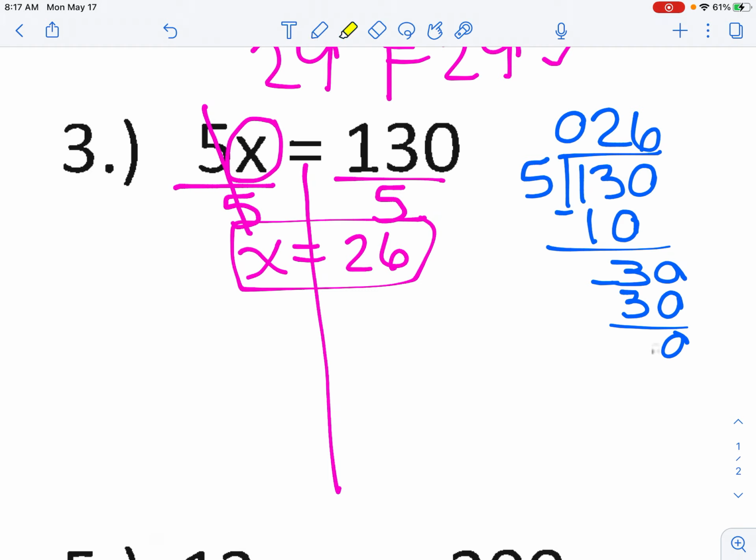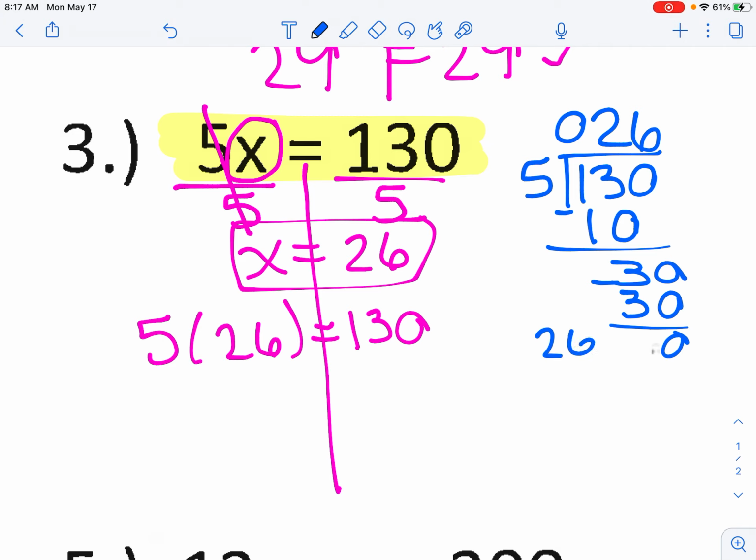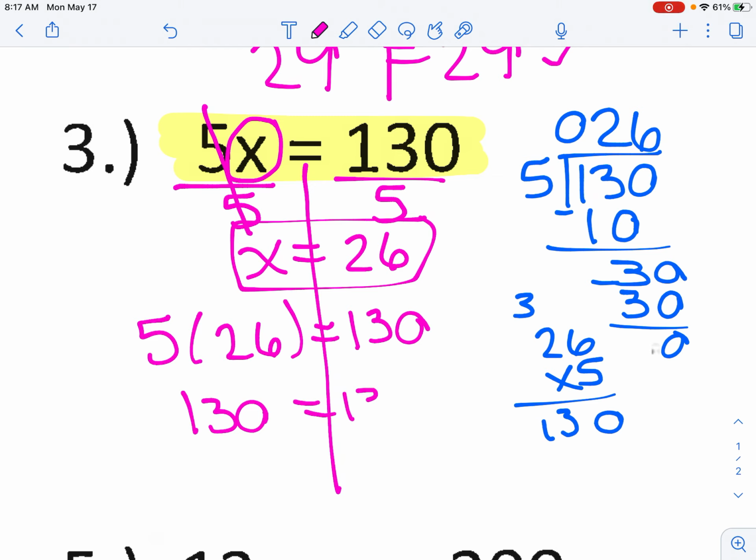The next line is called substitution. This is when we rewrite the original equation, but instead of saying 5 times x, I'm going to say 5 times 26. Is 5 times 26 equal to 130? So now I'm going to check myself over here. I have to show the math because I know this is supposed to be a 3-digit answer. So I'm going to come down here and multiply 26 times 5, and that's 130. So now I can come back over here and say 130 equals 130, check.